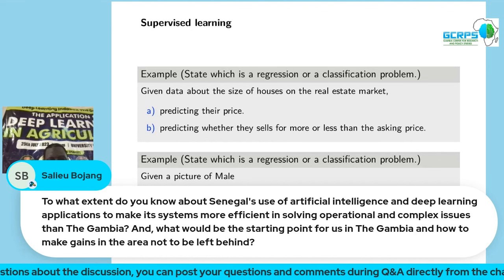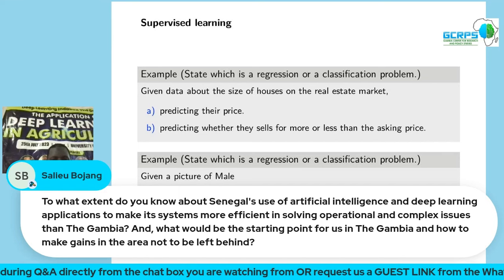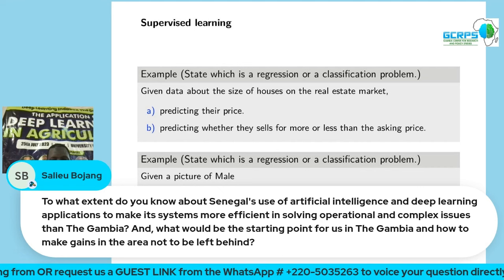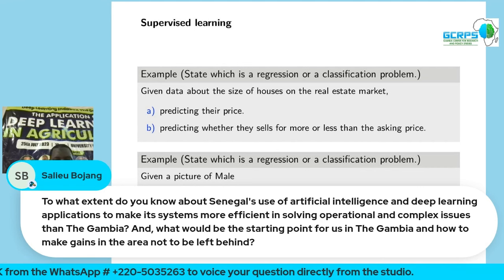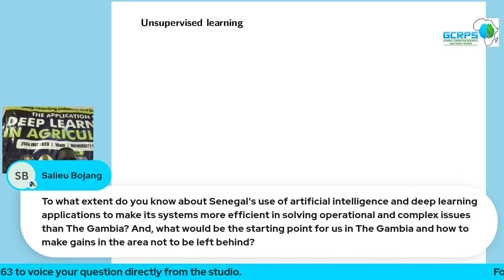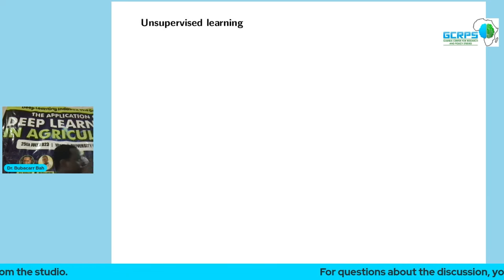Somebody's asking a question online. It says, to what extent do you know about Senegal's use of artificial intelligence and deep learning applications to make its system more efficient in solving operational and complex issues than Gambia? And what would be the starting point for us in the Gambia and how to make gains in the area not to be left behind? Okay, that's a very long question. Probably we should discuss this later. It's in the chat, right? You can see it on the chat, right? Okay, so Sally will come back to you.